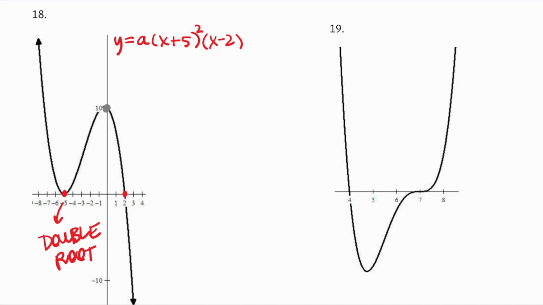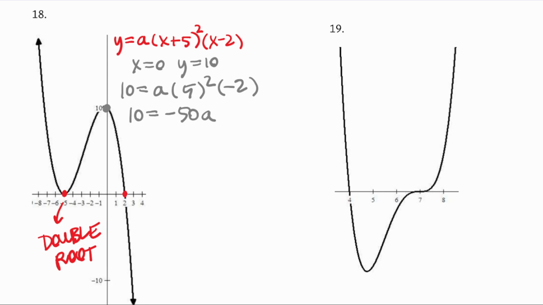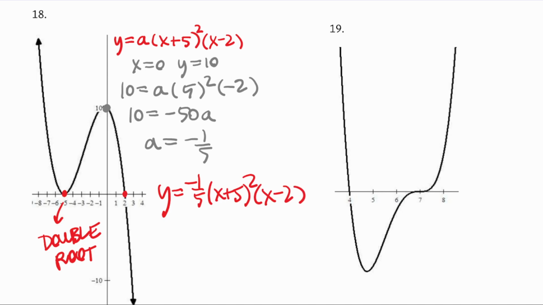Okay, and so the y-intercept is 10, so I'm going to plug in x equals 0 and y equals 10, and I'm going to solve for a. All right, so 10 is equal to 25 times -2 is -50a. And then a is going to be 10 over -50, or -1/5. So y is equal to -1/5 times x plus 5 to the 2 times x minus 2. Okay, and that makes sense that we would see a negative value of a because we said this was a third degree polynomial with a negative leading coefficient.